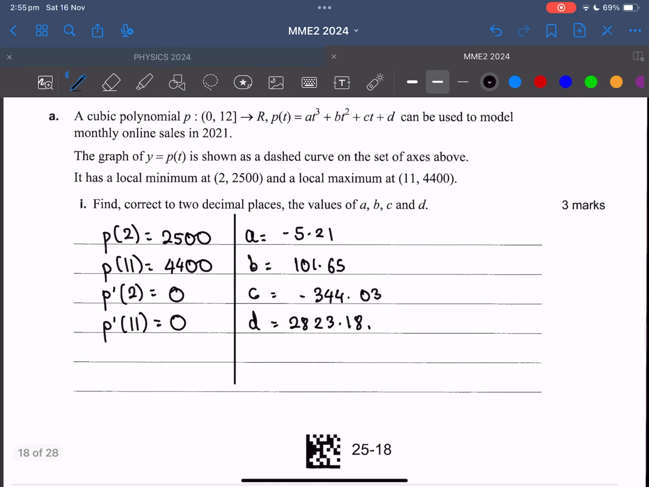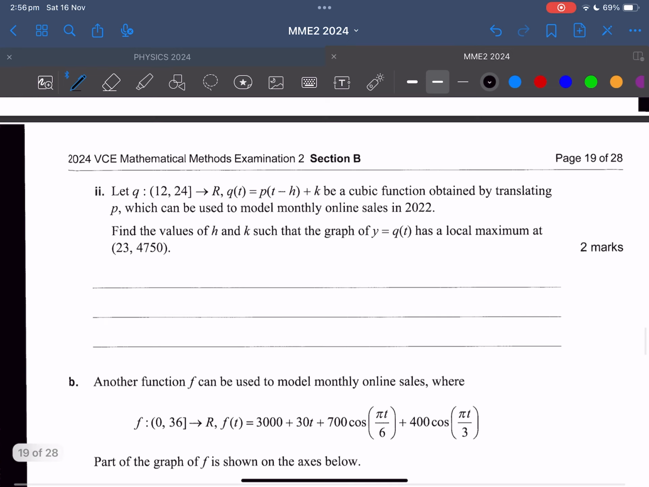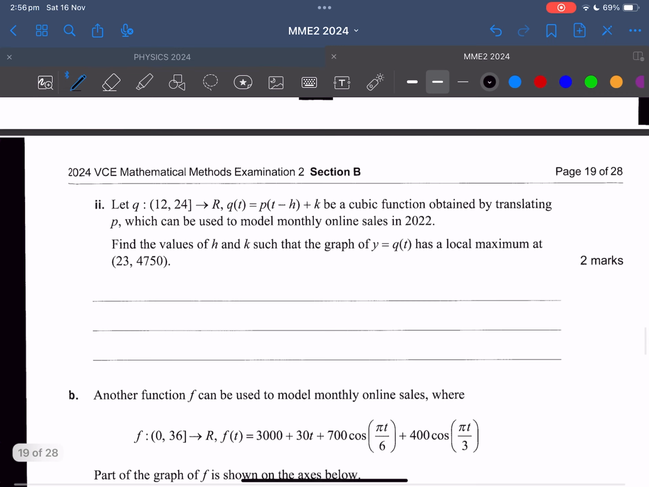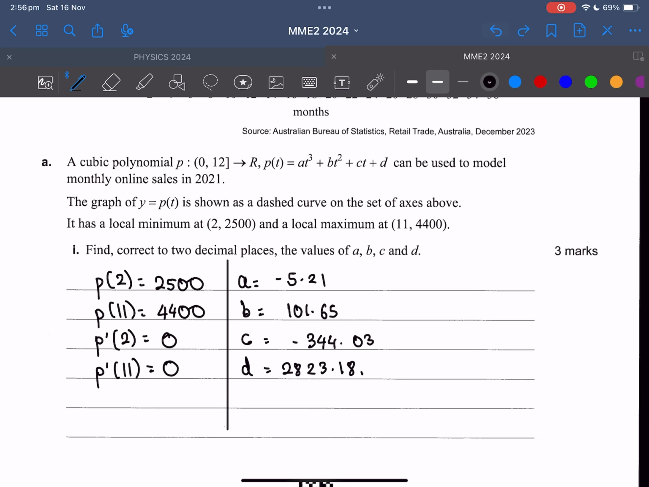Okay, so that's that. Now let q equal this, a cubic function obtained by translating p, which can be used to model monthly online sales in 2022. Find the values of h and k such that the graph of q(t) has a local maximum at (23, 4750). So the local maximum for p of t was, what was it, (11, 4400), right? Because that's where the local maximum occurred.